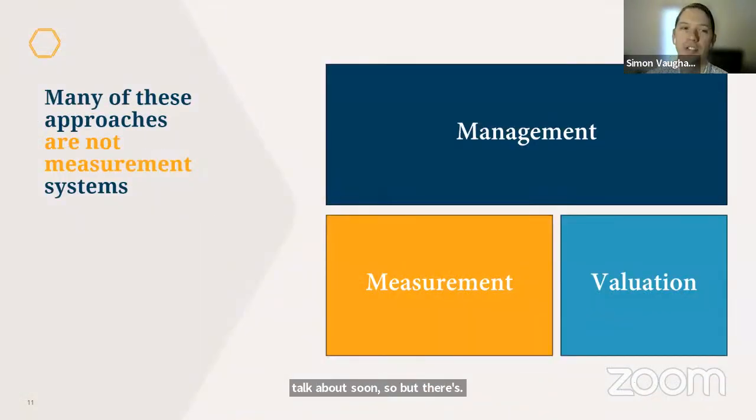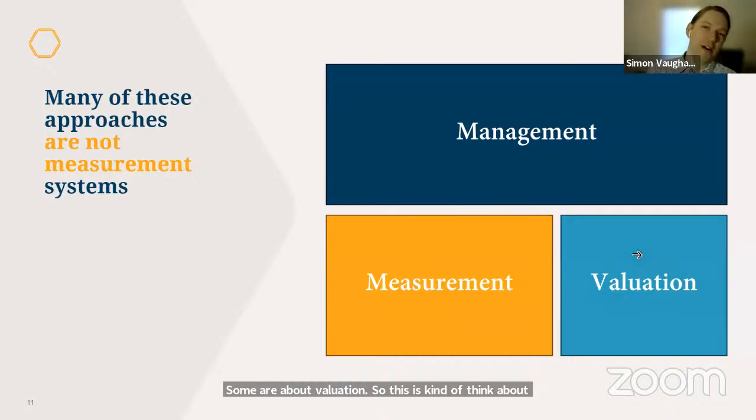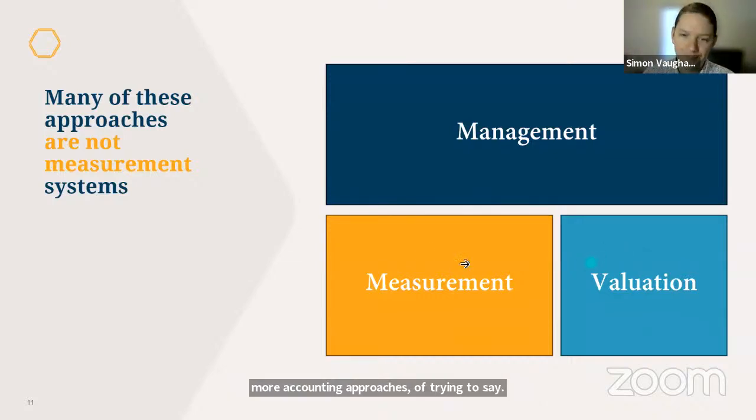And many of these approaches are not measurement systems. So they're not all trying to come up with a holistic way of measuring social impact. Some of them are more about managing activities. So things like the SDGs and others are about essentially trying to put what you already do into certain buckets and managing the work that you're doing. Some are about valuation. So think about more accounting approaches of trying to say, this is how much this project or this impact is worth. And then we've got our measurement approaches that are really trying to engage, okay, what was actually achieved?